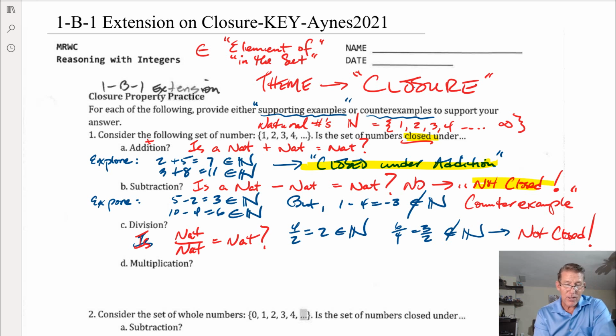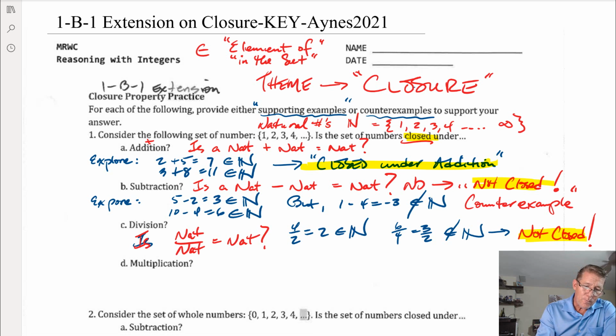So you got to say it's not closed. You can't just provide a counterexample. You got to make a statement, guys. You got to say closed or not closed. You got to be bold. You got to be courageous. And you got to either provide supporting examples, or provide counterexamples which show that it's not closed.